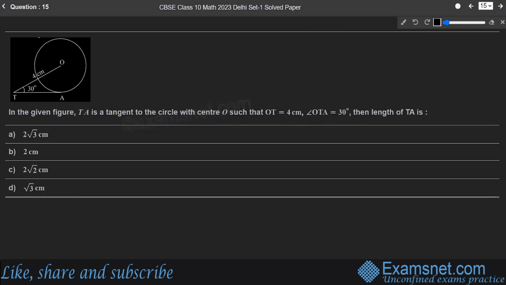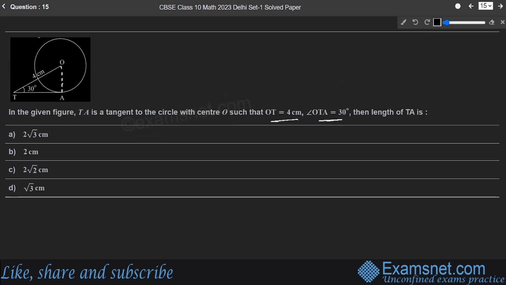Okay. The next one says in the given figure, TA is tangent to the circle with center O such that OT is equal to 4 and the angle is 30 degree, then length of TA is. They are asking us to find out the length of TA. So let's look at the figure given there. So let us do one construction in the figure. Let us join these 2 points so that it becomes a triangle and the things are easy for us. OA, we have joined the OA.